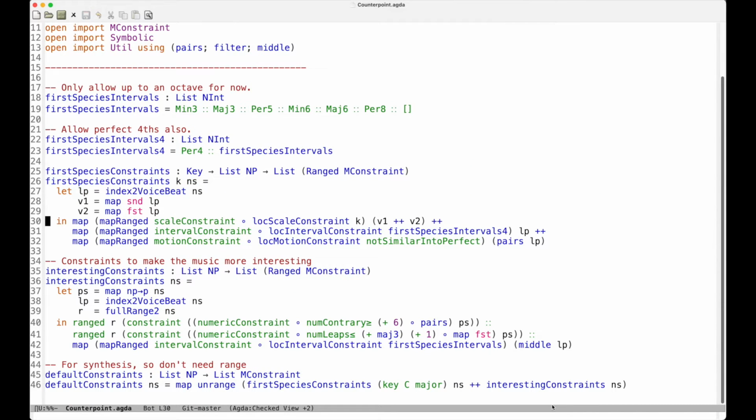Counterpoint rules are nothing more than a collection of such constraints. For example, for our current first species counterpoint rules, we force that the note must be in the scale of the given key, that intervals must be consonant, and that we disallow similar motion into perfect intervals.